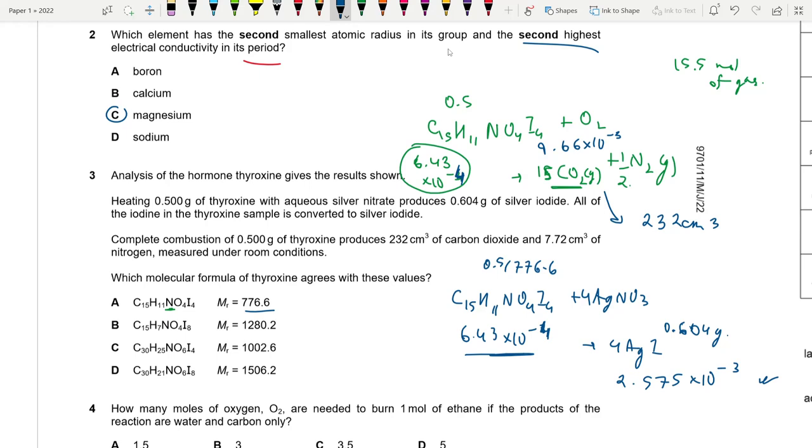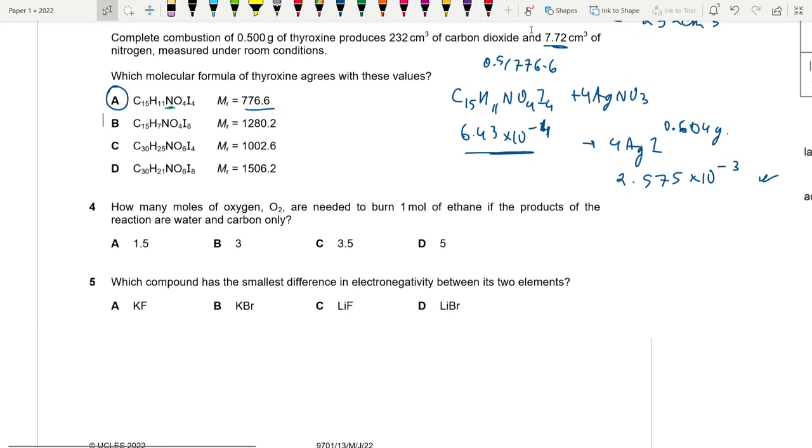And you can check nitrogen. That should be done in this way. Basically, 6.43 into 10 to the power minus 4 into 0.5, which gives us a value of 3.215 into 10 power minus 4 times 24,000, which gives us a value of 7.716, which is 7.72 cm cube. So luckily, our answer is A. I'm not testing the other ones. Okay, so it matched with this.